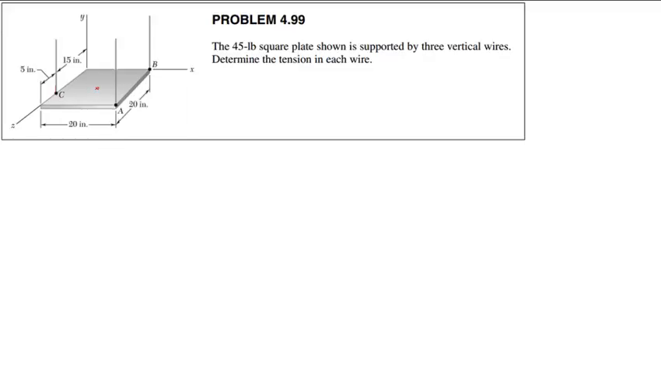So I'm going to have a plate here. I'm going to have a force here acting at the center that will be 45 pounds. In other words, the weight can be treated as a point force acting through the object's center of mass. Then this is going to be very similar to the problem we worked through last time. TA, TB, and TC. All right, so this looks like a fun one.